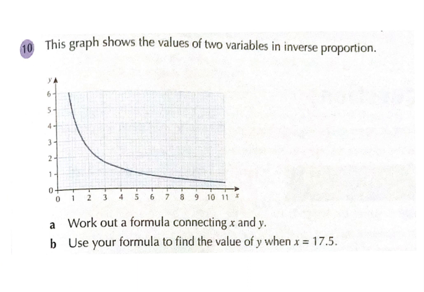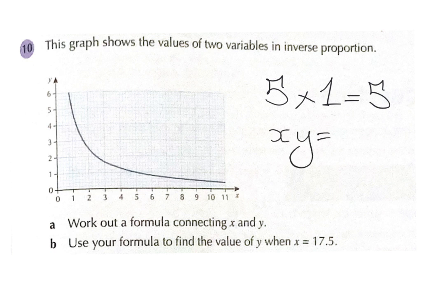This graph shows the values of two variables in inverse proportion. A. Work out a formula connecting x and y. So we're going to look at the point 5, 1. Then it's going to be 5 times 1 equals 5. You multiply x by y because x times y is constant. So x times y equals 5.